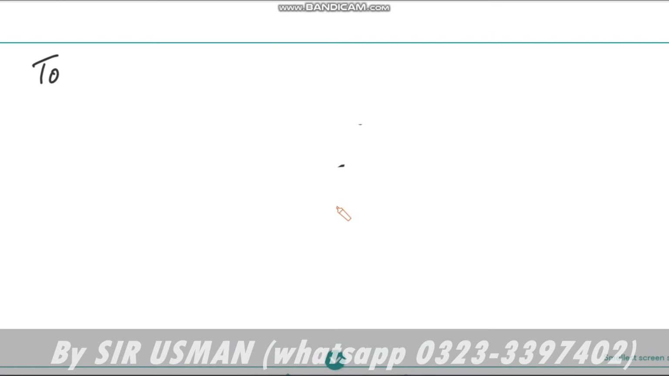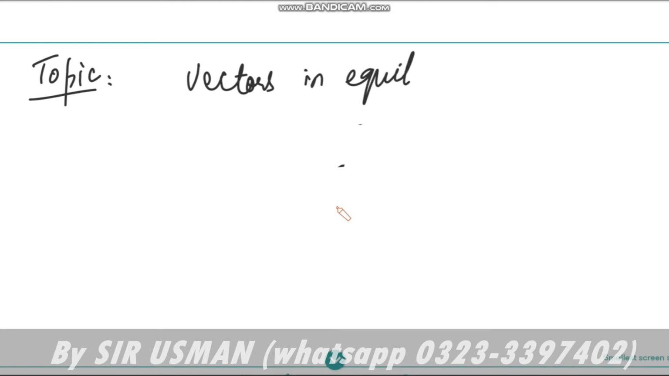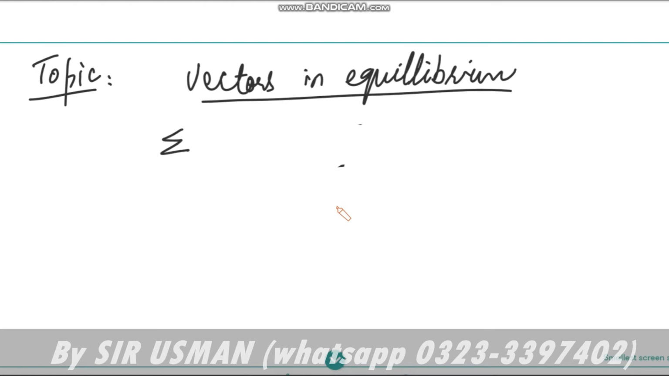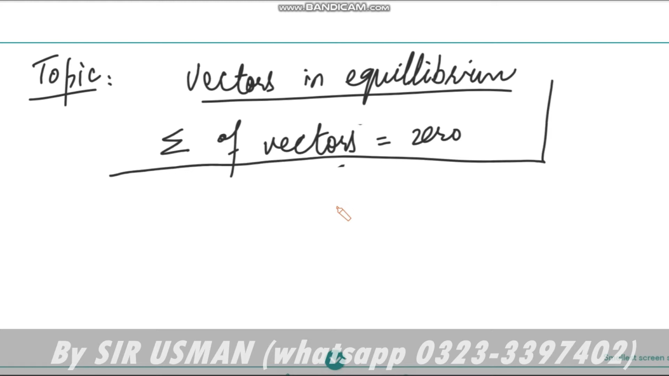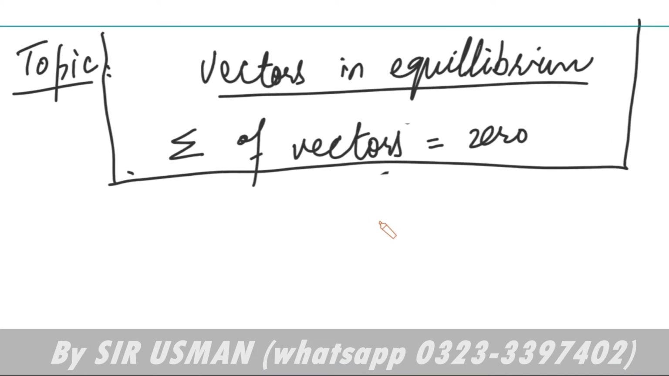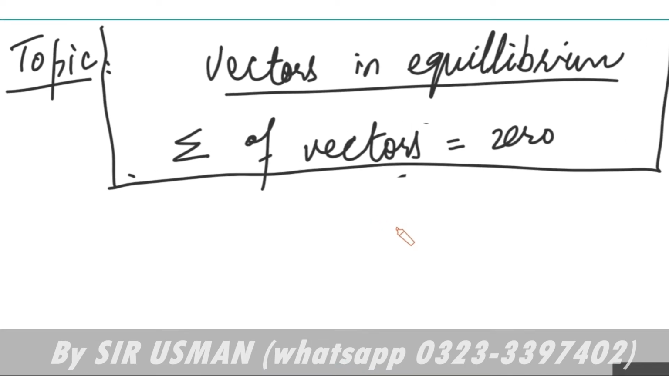The topic: vectors in equilibrium. Vectors in equilibrium, or the sum of the vectors we have, is 0. So in the previous case we have seen that if we have two vectors, how can we add them? Now we are looking at if we have vectors, how can we find the resultant? And if the resultant is 0, what would be the orientation of vectors?